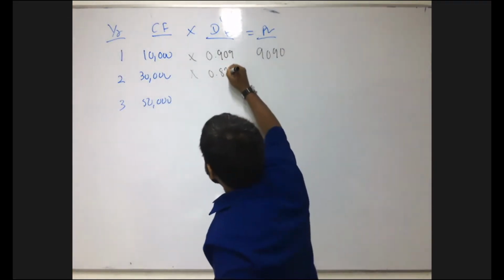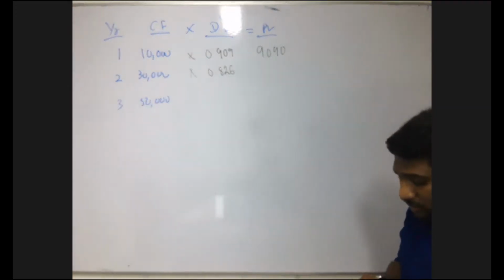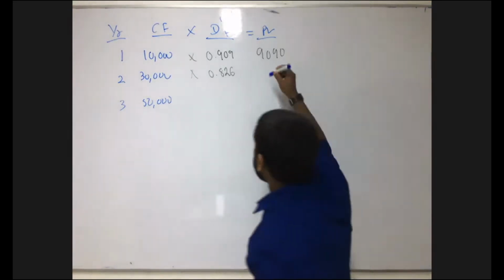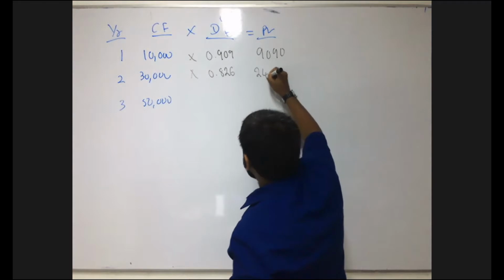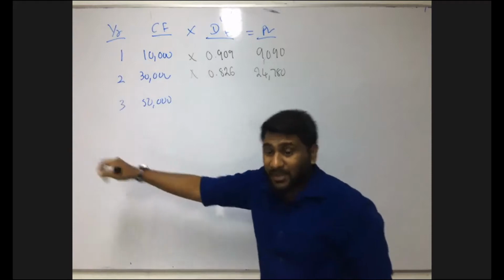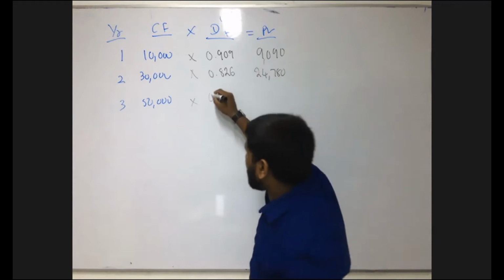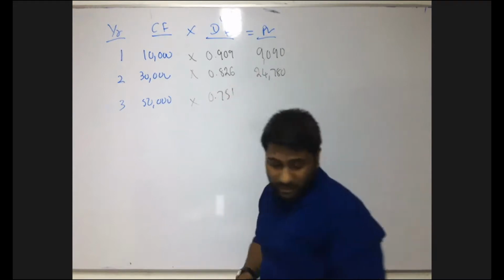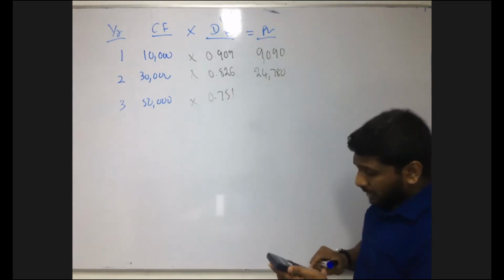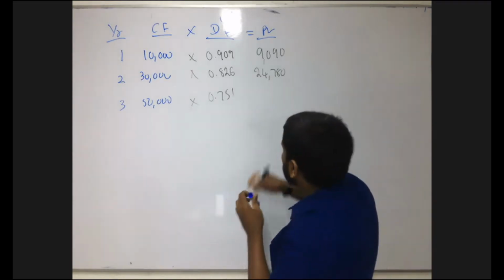Likewise, year 2 is how much? 0.826. Then 30,000 into 0.826 is 24,780. Here 50,000 is the cash flow that you are getting after 3 years. To find the present value, you have to multiply by the discounting factor. Discounting factor is how much? 0.751. 50,000 into 0.751 gives you 37,550.